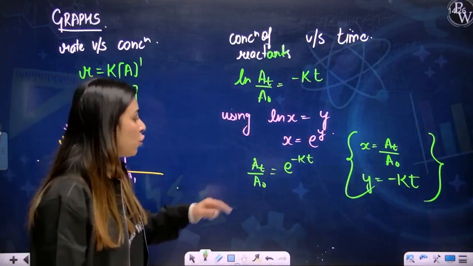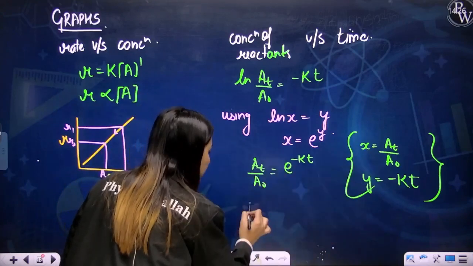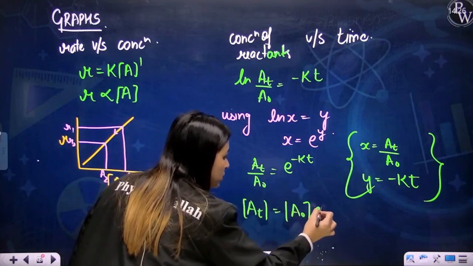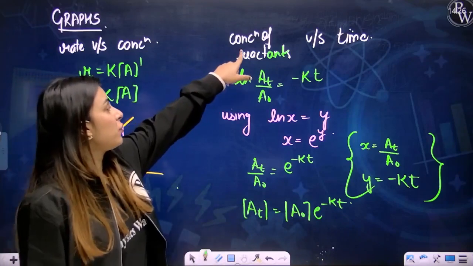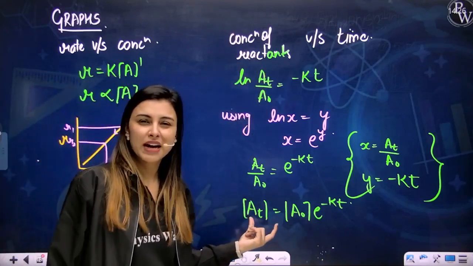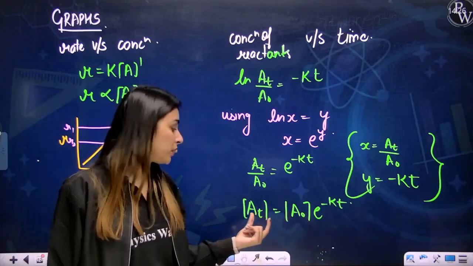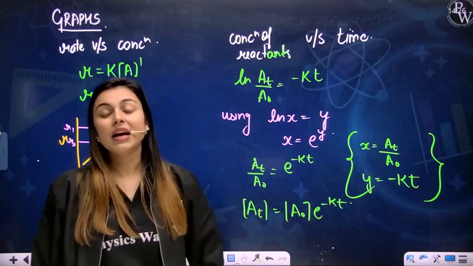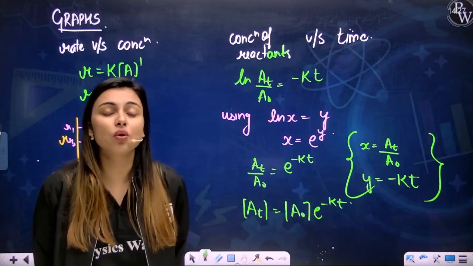So from this, we can say that At is equal to A naught e raised to the power minus Kt, right? And you have to find out the graph between concentration of reactant. This is the concentration of reactant that is changing, because initial concentration is a constant, so we don't need that. We need the concentration that is continuously changing versus time. If we see that, we can say that it is exponential raised to the power minus Kt.